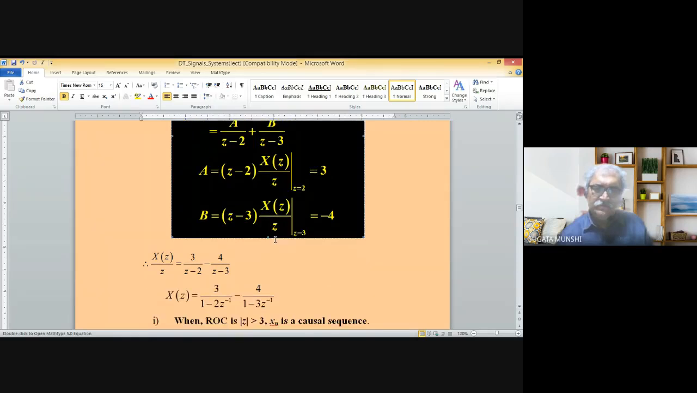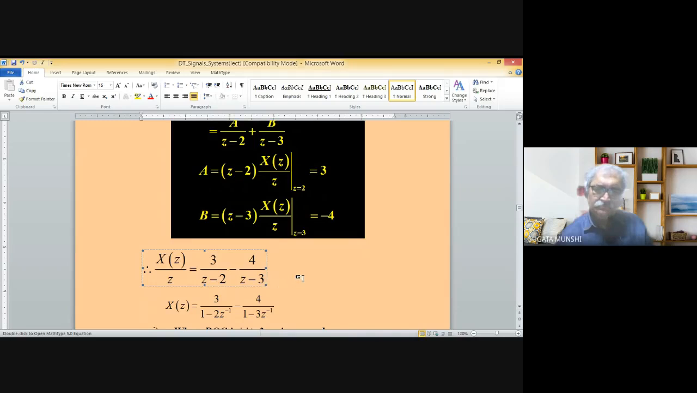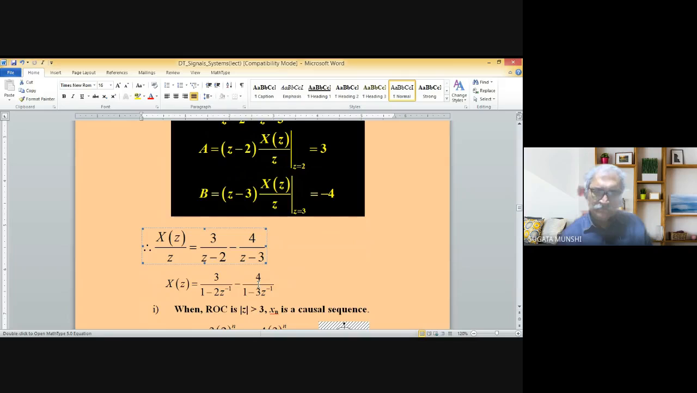You've written it. So this is X(z) by z. Now you cross multiply with z to get the partial fraction expansion of X(z). Cross multiplying with z means 3z divided by z minus 2, or you can write 3 divided by 1 minus 2z to the power minus 1, minus 4z divided by z minus 3, that means minus 4 divided by 1 minus 3z to the power minus 1.